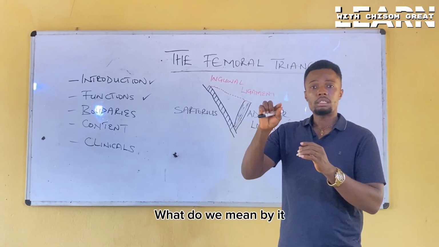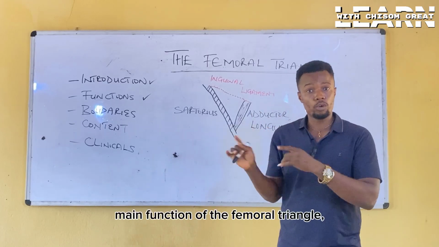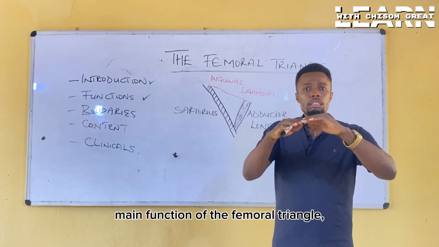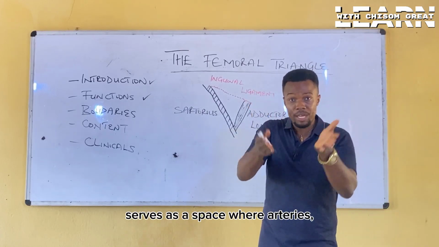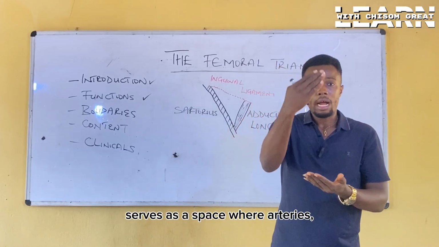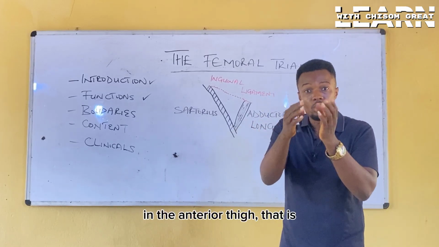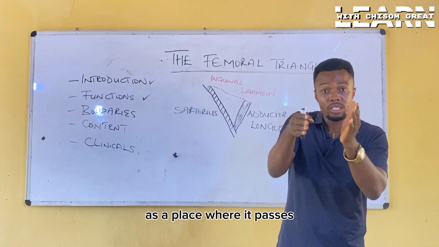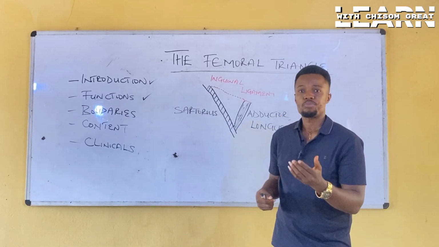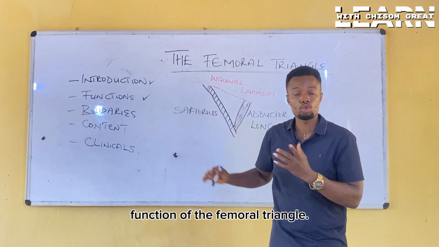What do we mean by it serves as a conduit? Having known that this is the main function, the femoral triangle serves as a space where arteries, veins, and the nerve that lie in the anterior thigh pass through. So this is the number one function of the femoral triangle.